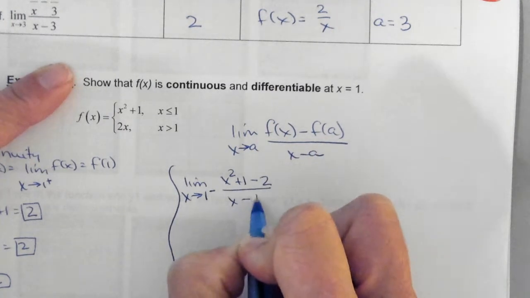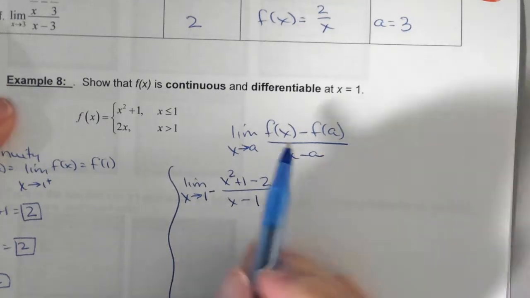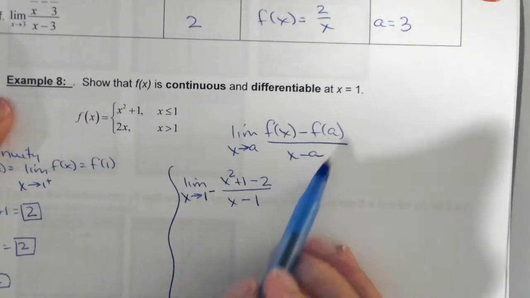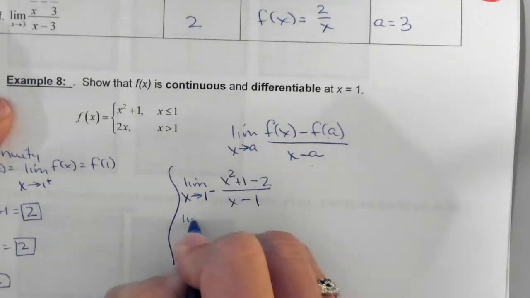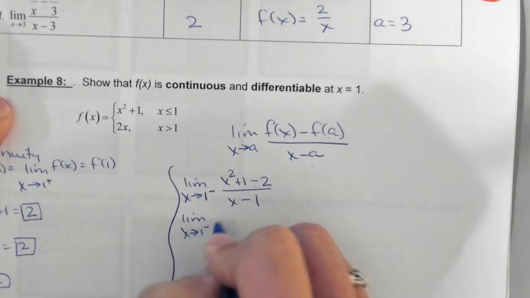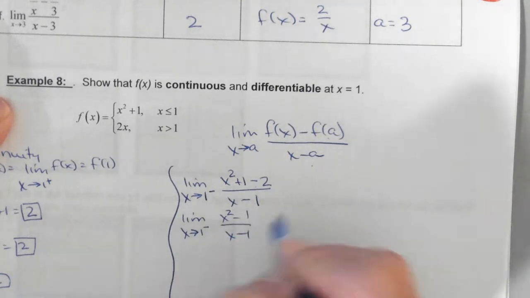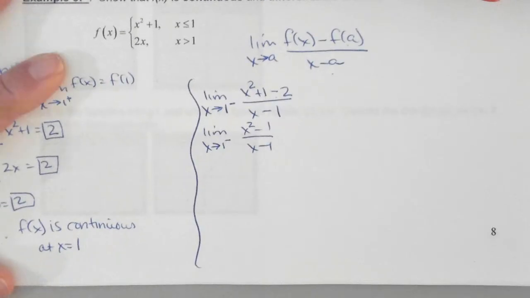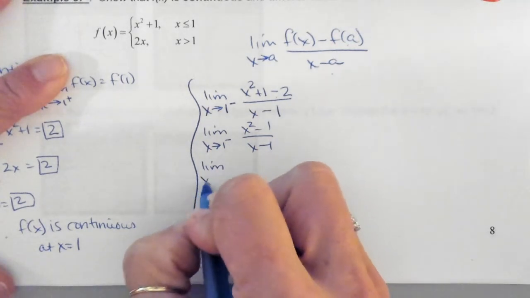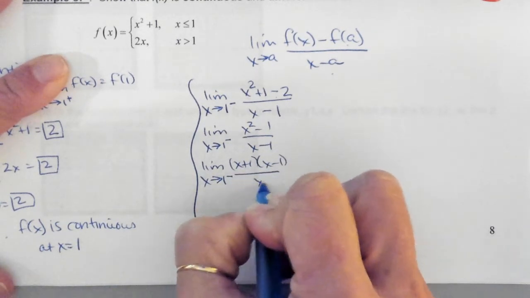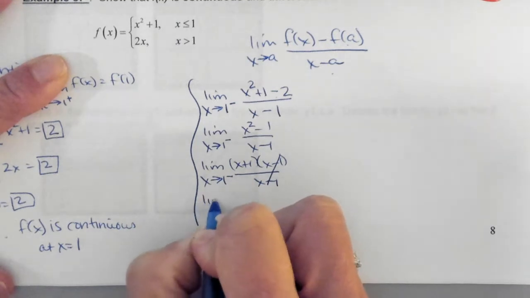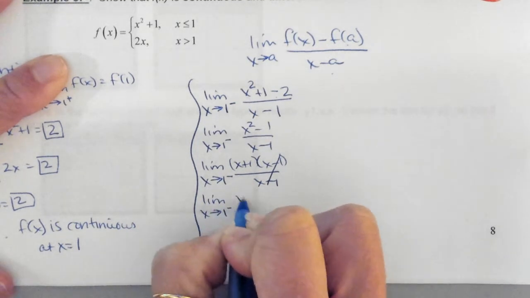Over x minus 1. So I plugged in the function, I evaluated f at 1, and then I plugged in 1. So this becomes x squared minus 1. We have the limit as x approaches 1 from the left of x squared minus 1 over x minus 1. Problem here: with direct substitution, I get 0 over 0. But do you see something that I could do that might help me? Absolutely, I'm going to factor. The limit as x approaches 1 from the left of x plus 1 times x minus 1 over x minus 1. These are gone. So this is what I have.